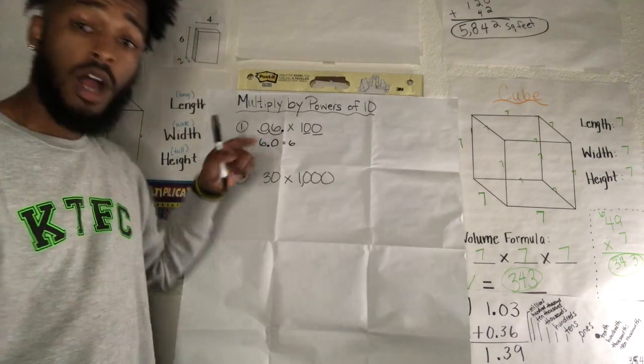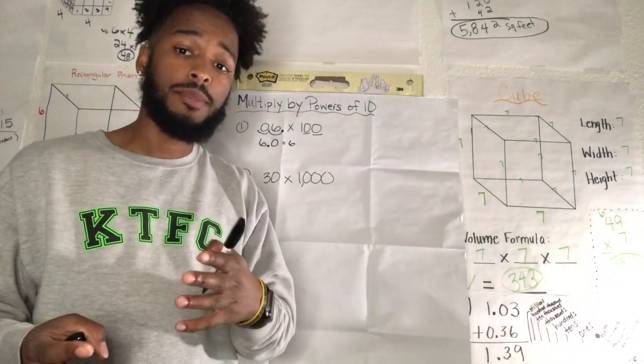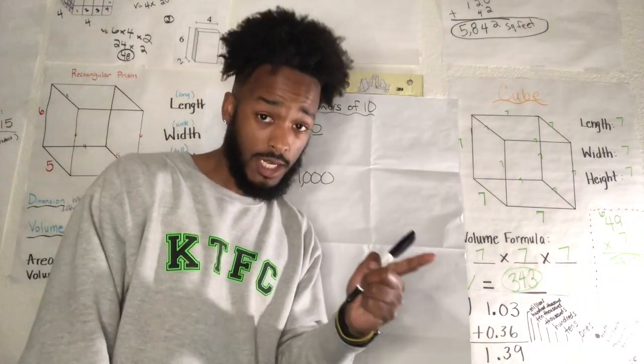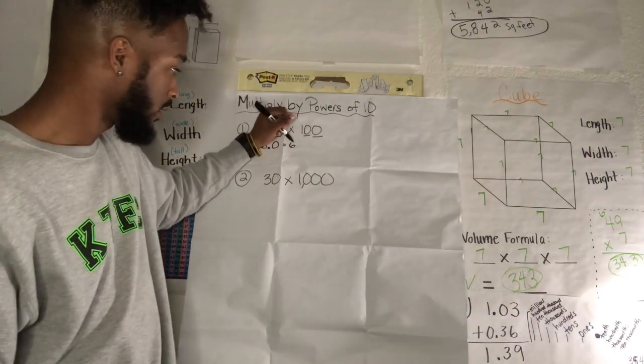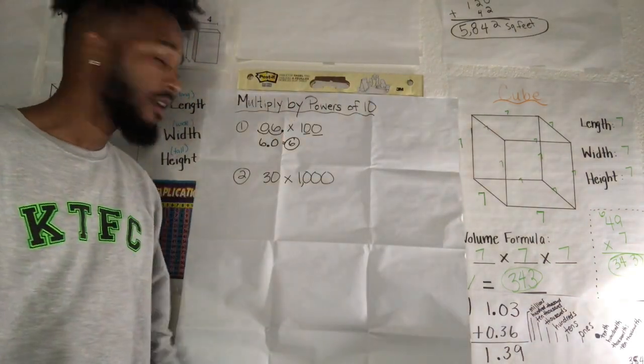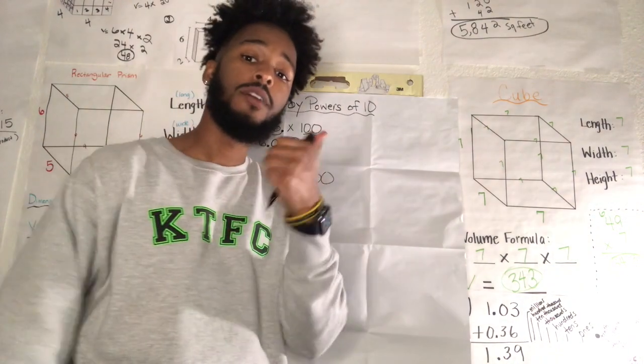So 6 hundredths times 100 is equal to 6. And that's that right there. That's a recap of last week.